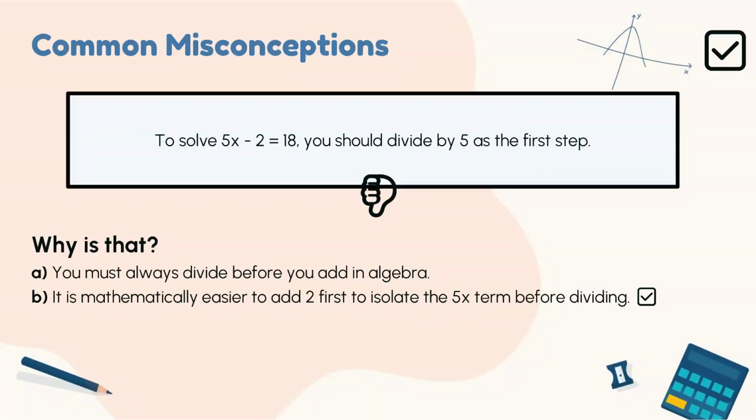The correct explanation is, it is mathematically easier to add 2 first to isolate the 5x term before dividing. This follows reverse BIDMAS. Undo addition or subtraction first, then undo multiplication or division. So for 5x minus 2 equals 18, add 2 first, then divide by 5.